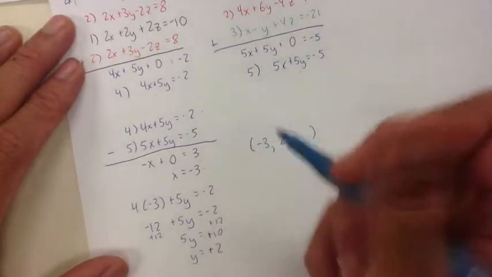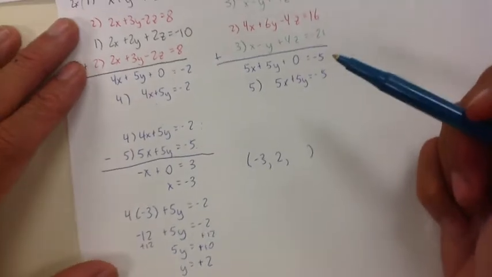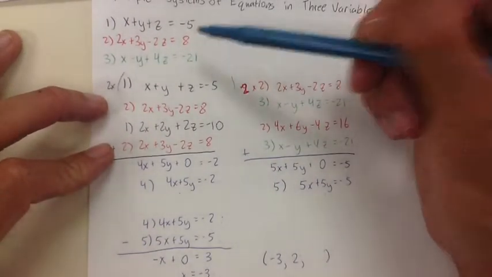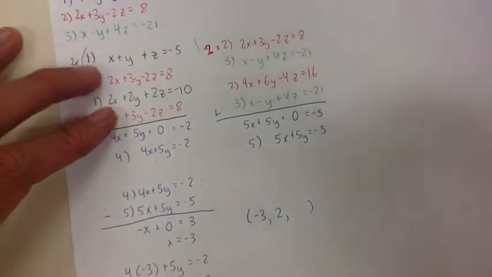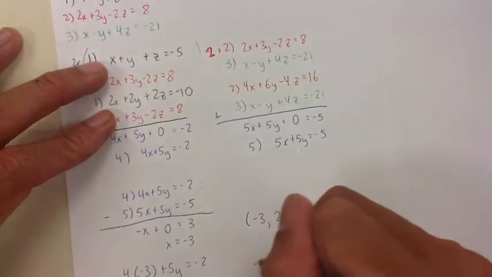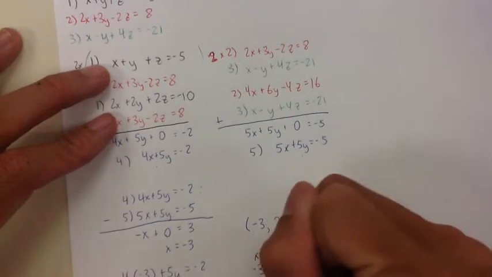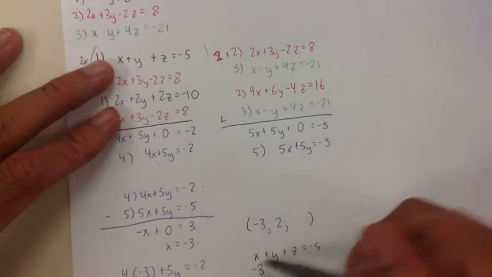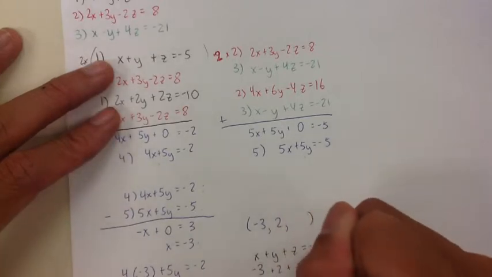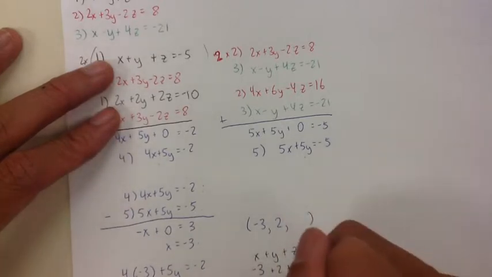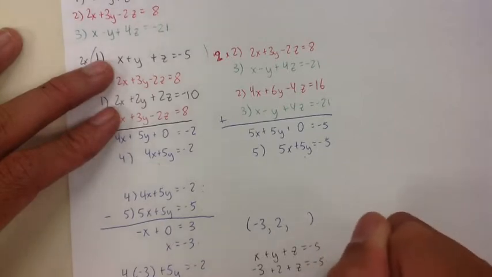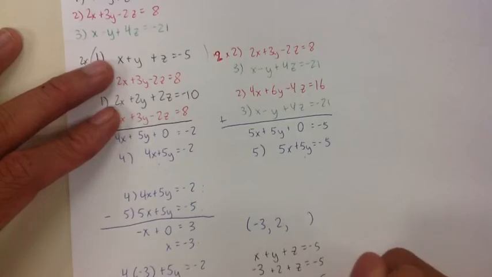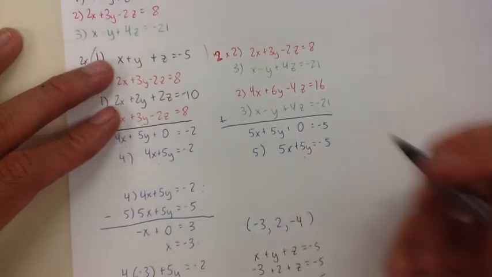And then I need to plug these 2 back into one of my 3 original equations. I like the first one because there's no coefficients there. So let's choose the first one. My x is negative 3. So x plus y plus z is negative 5. My x is a negative 3. My y is a 2. Plus z is negative 5. This is negative 1 plus z equals negative 5. So adding 1 to both sides, z must equal negative 4. And that is my answer.